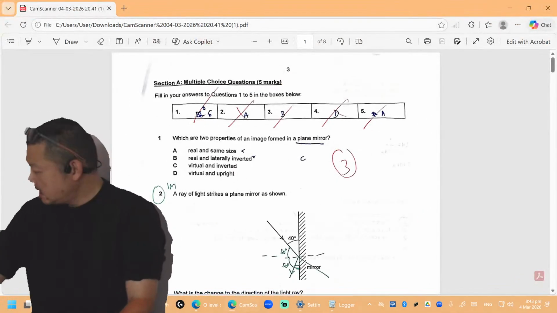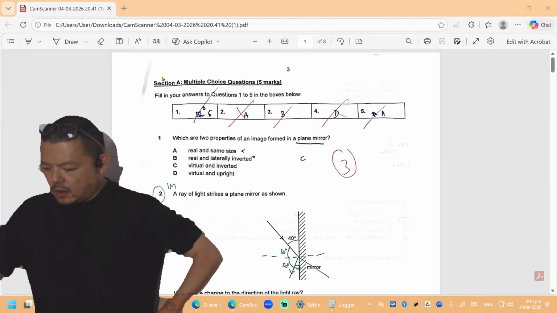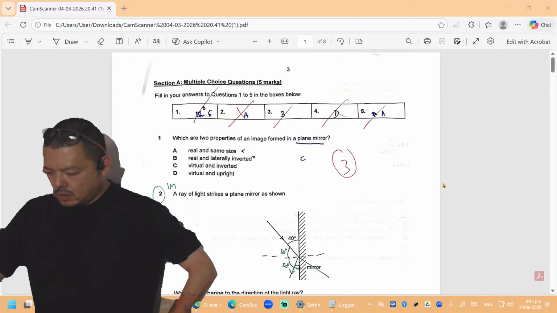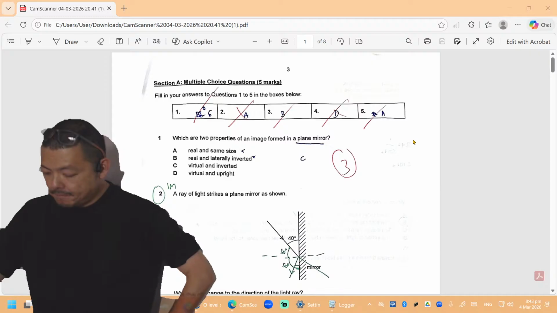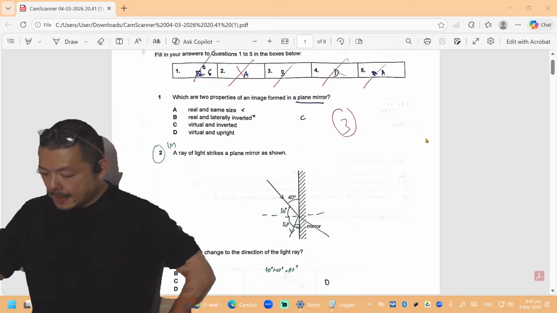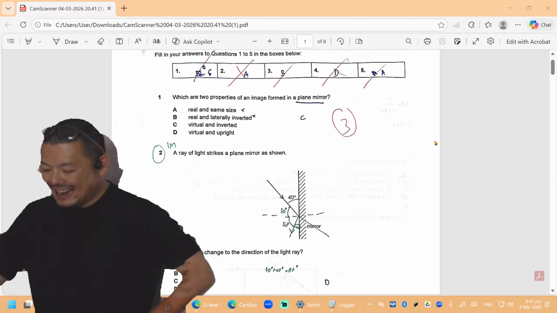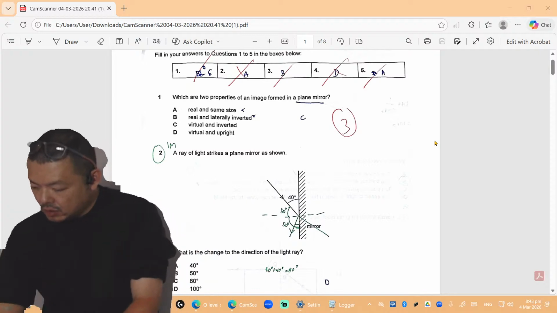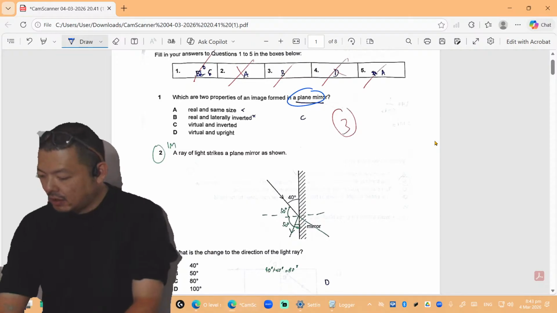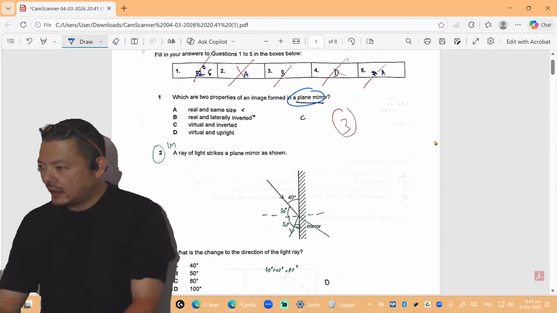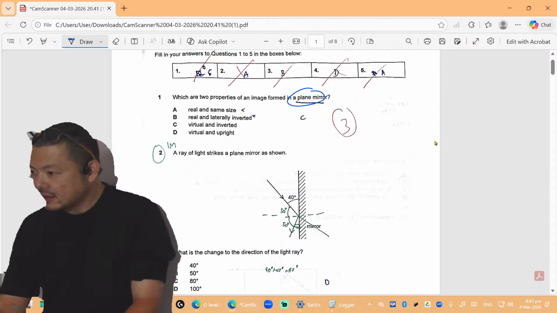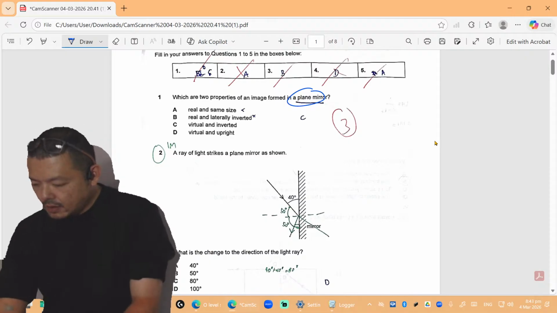Okay, Ken. Let's start with this. But why? Plane mirror. Yeah, virtual and upright. But okay, here's the thing. It's virtual, upright, and laterally inverted. You don't just get the mark, you must understand the concept also. So it changed it to D.